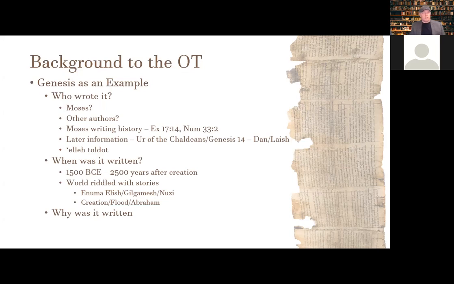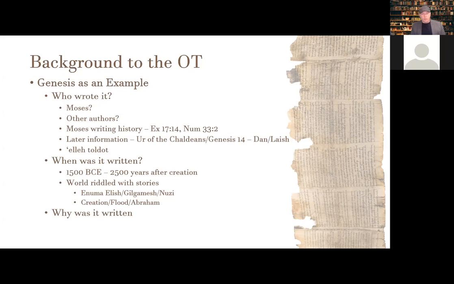So I'm going to take a couple of texts here. This is what I was talking about. We're going to take a couple of books and apply these questions to them, and see how understanding these backgrounds to the text of the Hebrew Bible can give us better understanding of what's going on. So the first book we're going to look at here is Genesis. So this is Genesis as an example of these questions.